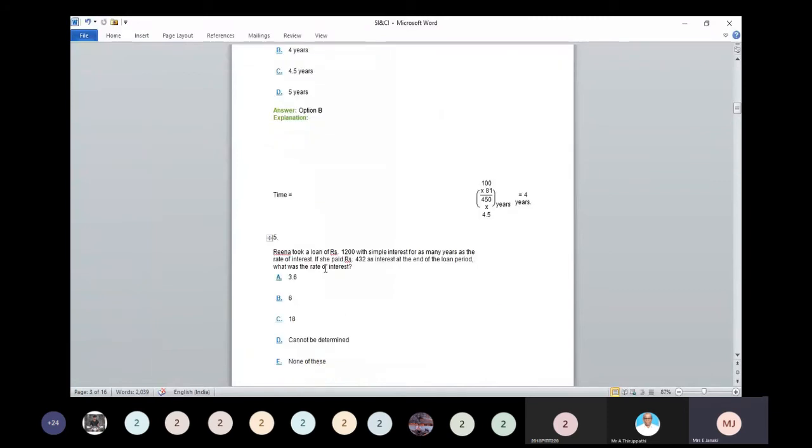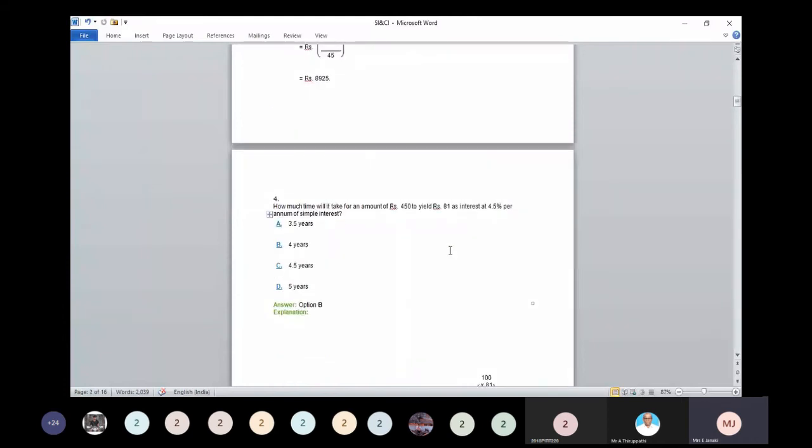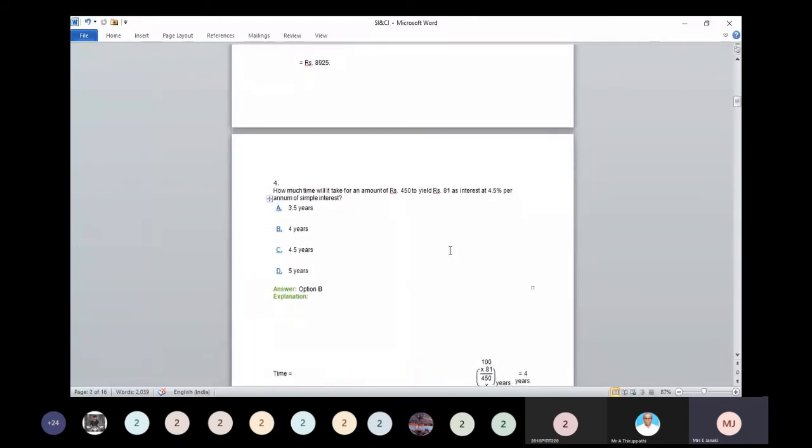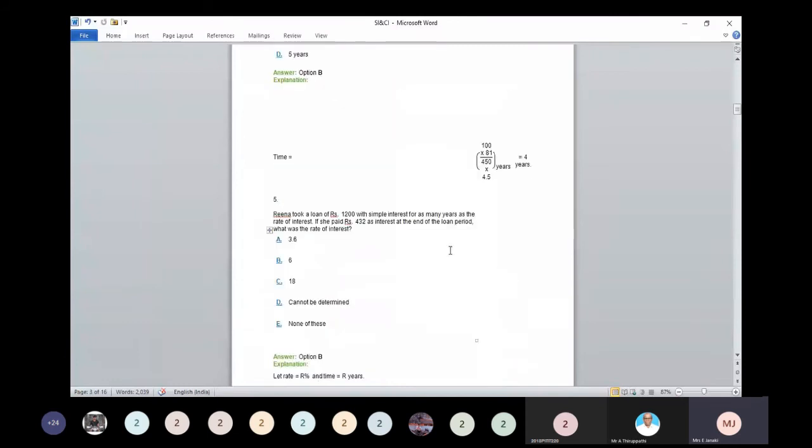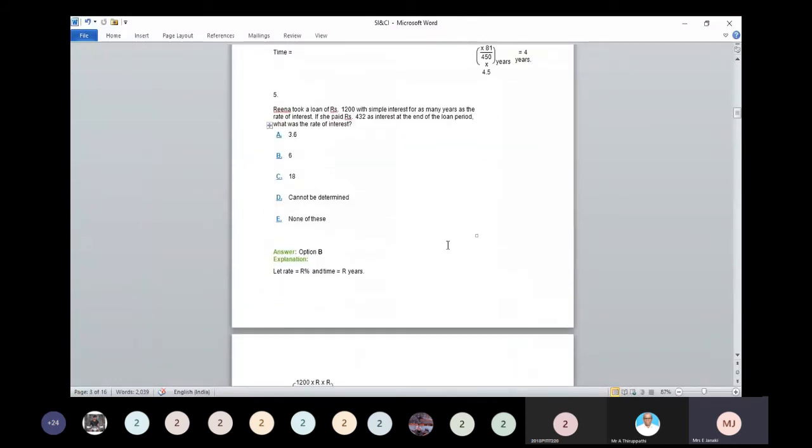So write this clearly: 100 into 81 divided by 450 into 4.5. You'll be getting 4. So it will take 4 years. Okay, and then next, see the fifth problem.